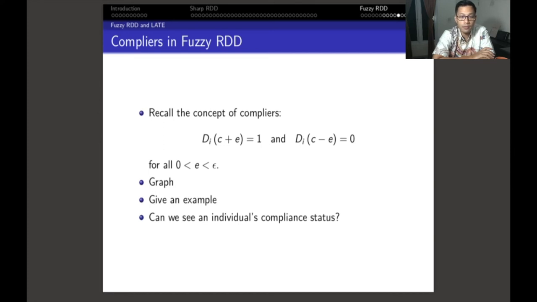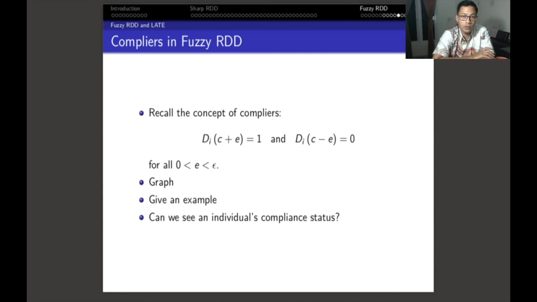Okay, so again, not to repeat the discussions, we can recall them from the instrumental variable heterogeneous effect lecture. Can we see an individual's compliance status? Well, the answer is not necessarily. We can observe individuals who take the treatment. We can observe individuals who do not take the treatment. But in this particular case, we can never see the actual compliance status. We can only see the observed compliance status.